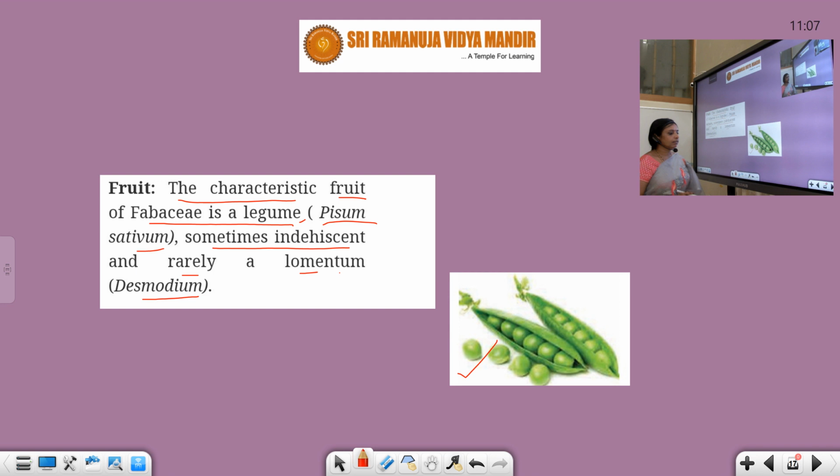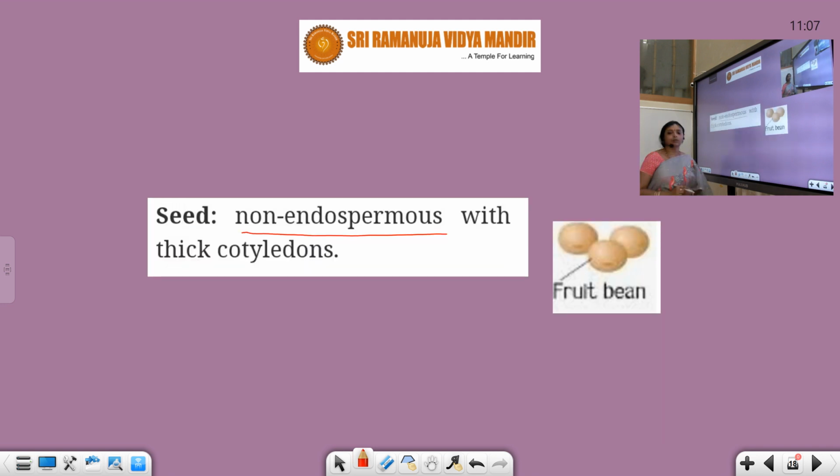Now, seeds are non-endospermic, non-endospermous. Endosperm is a nutritive tissue. It provides food to the developing embryo. So, when the seeds are formed, the whole endosperm is utilized. When endosperm is completely utilized, it becomes non-endospermic. So, it is non-endospermous with thick cotyledons. Cotyledons are storing food, so they become thick and fleshy. So, thick cotyledons are present.